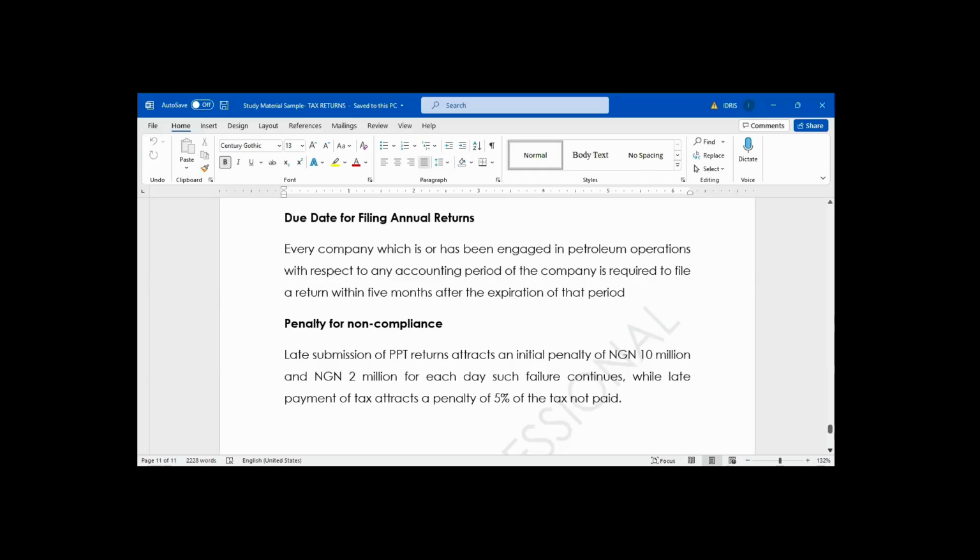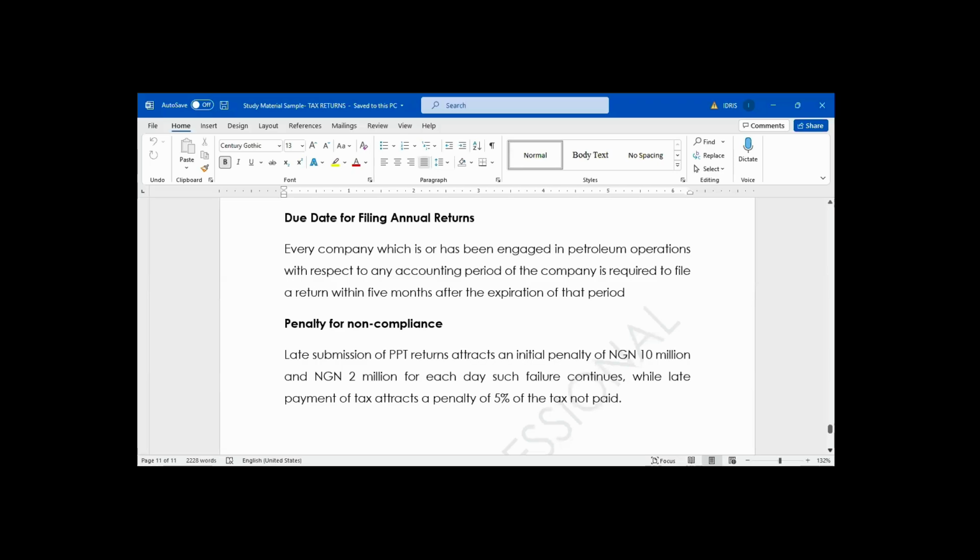If a company fails to file annual tax return based on petroleum profit tax, they will pay a penalty of 10 million naira in the first instance and 2 million for each day in which the failure continues. Apart from that, late payment of petroleum profit tax will also attract a penalty of 5% of the amount of tax not paid.